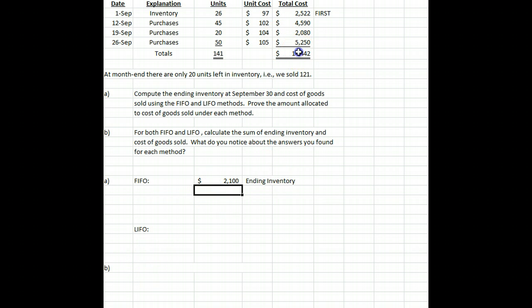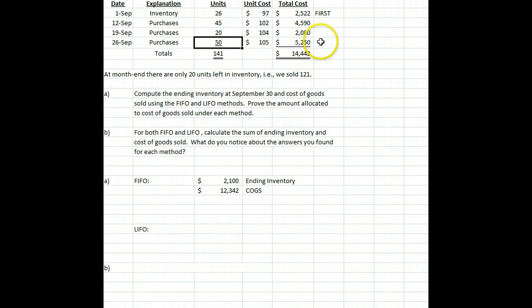If we had goods available for sale of 14,442 and there's 2,100 left, we must have sold the difference. So $14,442 minus the $2,100 ending inventory means our cost of goods sold must be $12,342. So FIFO assumes first in, first out. So we sold these units, and the 20 units that are left in the inventory must be 20 of those guys that cost us $105.